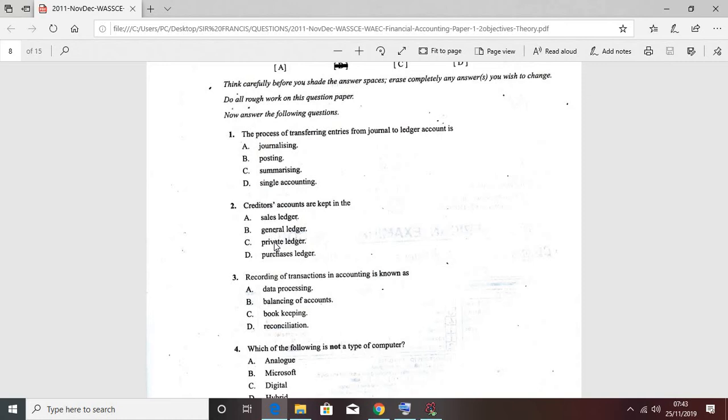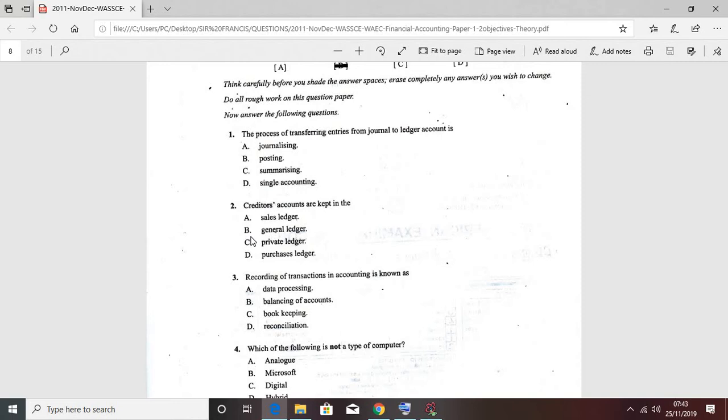Option B says general ledger. What is the general ledger? The general ledger contains the information which cannot be recorded in any other ledgers. We have so many different types of ledgers. So if the item cannot be recorded in all the stipulated ledgers, then it should be under the general ledger.